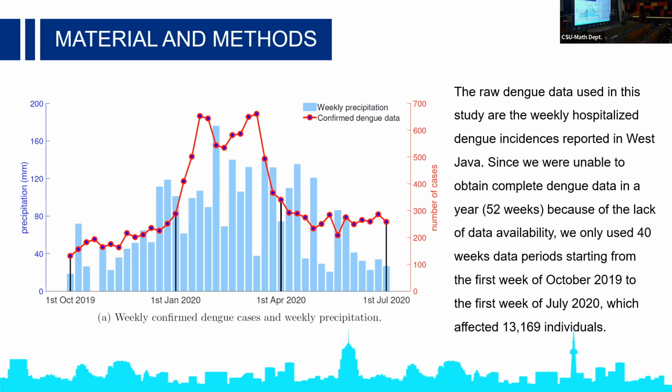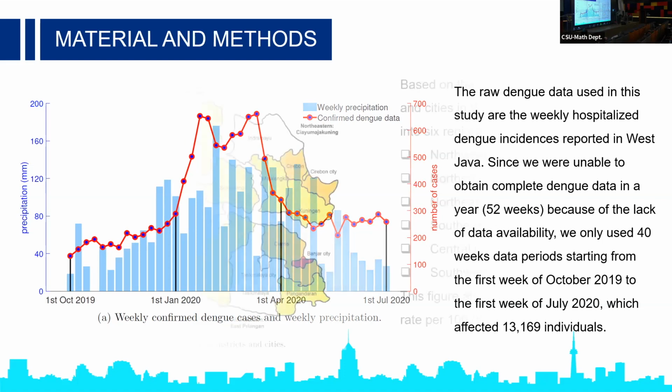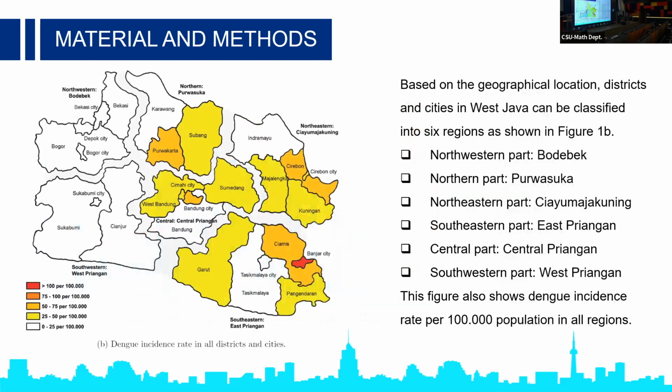The blue one is weekly precipitation, and the red one is confirmed dengue data. So you can see a similar trend. We only have 40 weeks of data in 2020. And what we do with this data, first, we want to see the spatial spreading of this dengue.